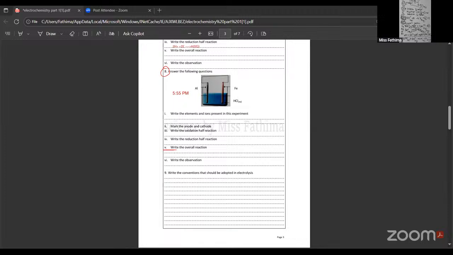Miss, what's the observation then? Observation. I'll tell you, first complete this part. The observation. Aluminium, same observation you will be getting. Okay, same observation that is going to be followed.